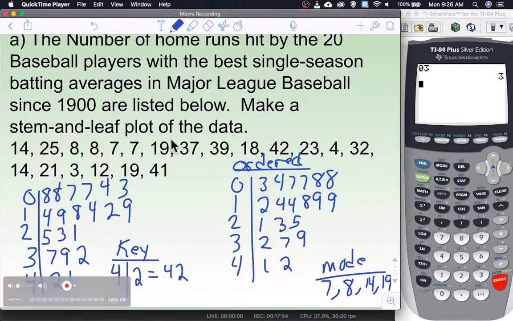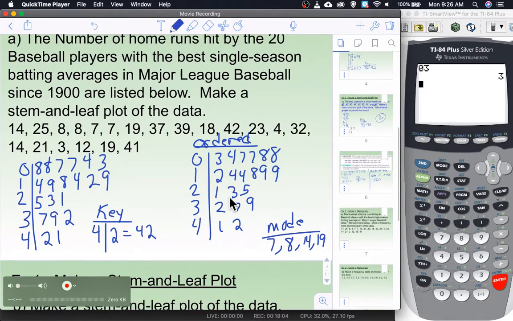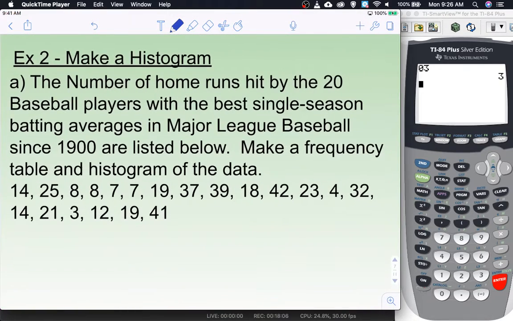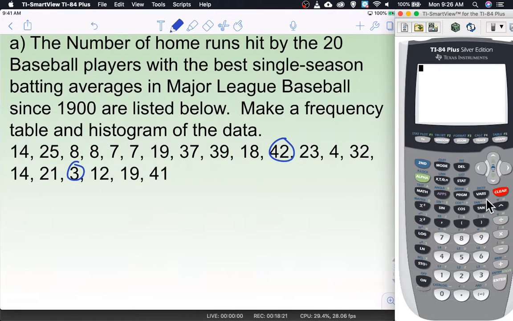Up here is the same problem we did as a stem and leaf plot. You see how we have every single piece of the data. Each one of these has its place. Well, in our histogram, we're not going to have every single number. So the first thing we need to do is, like before, figure out our smallest and largest numbers. And in a histogram, we like between 3 and 5 categories.